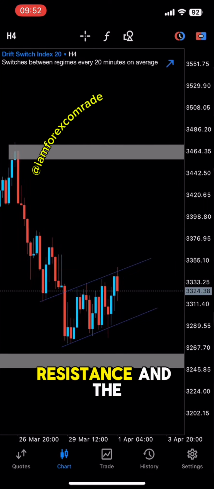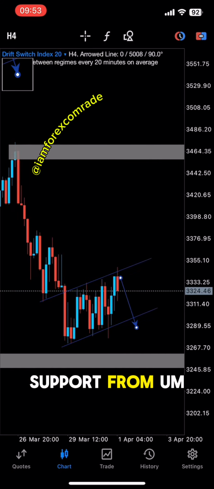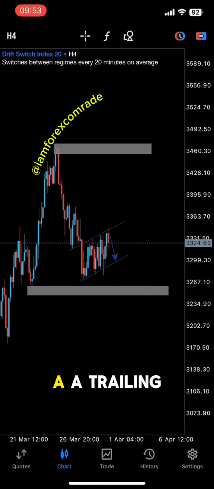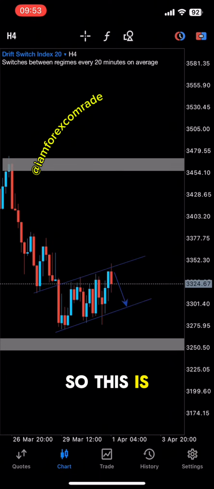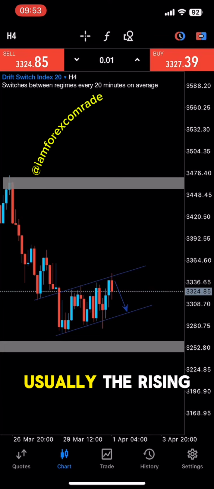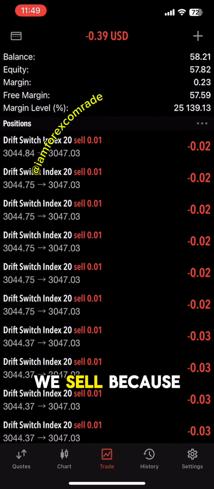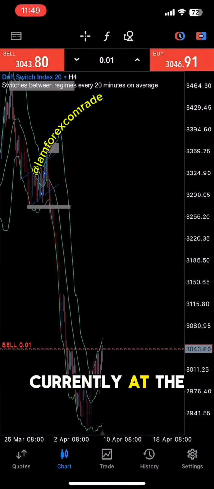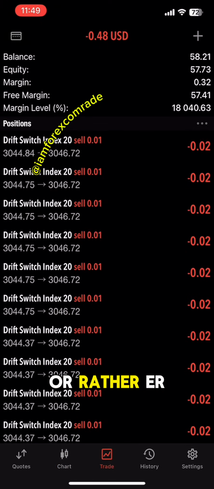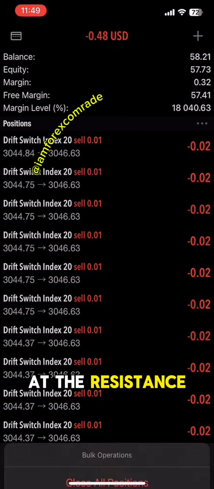Those are the resistance and the support from a trailing point of view. This is more like the market is in a rising wedge. As you can see, usually the rising wedge comes from the upside and then it does a little bit of consolidation and breaks to the downside. So we know that the market is never going to break to the upside since it's a rising wedge. Hence we sell, because the market is currently at the top, at the resistance line.